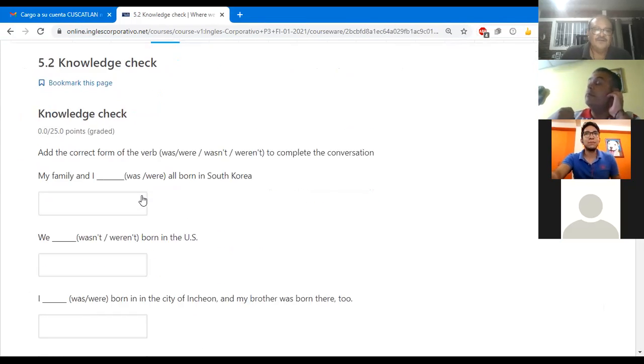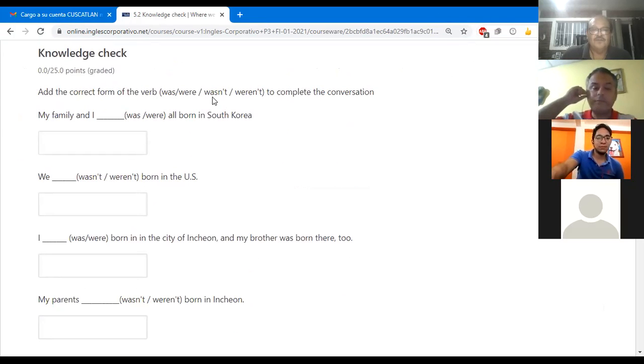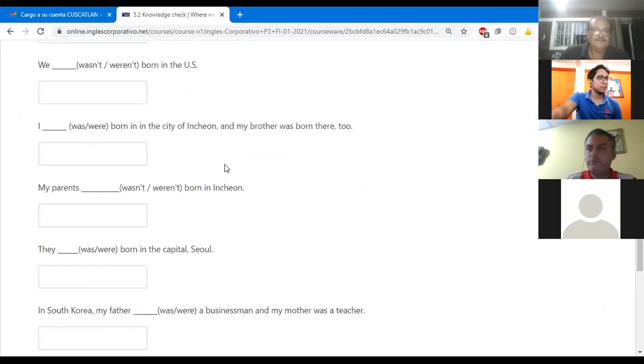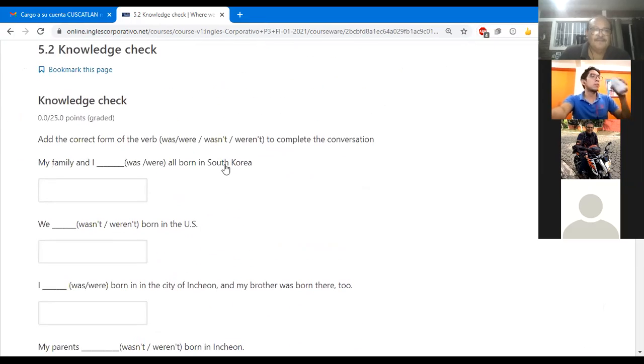The next one is the knowledge check. Use the correct form of the verb was, were, wasn't, weren't to complete the conversation. So, which is the first one? My family and I was or were? Were, okay, because we are talking about my family and I, right? So two, plural.